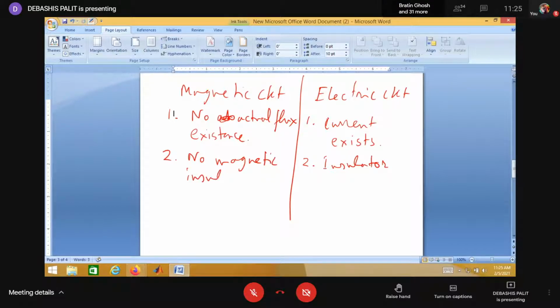Sir, what is insulation? We know insulator, but what is insulation? Actually, an insulator is the device that offers insulation.